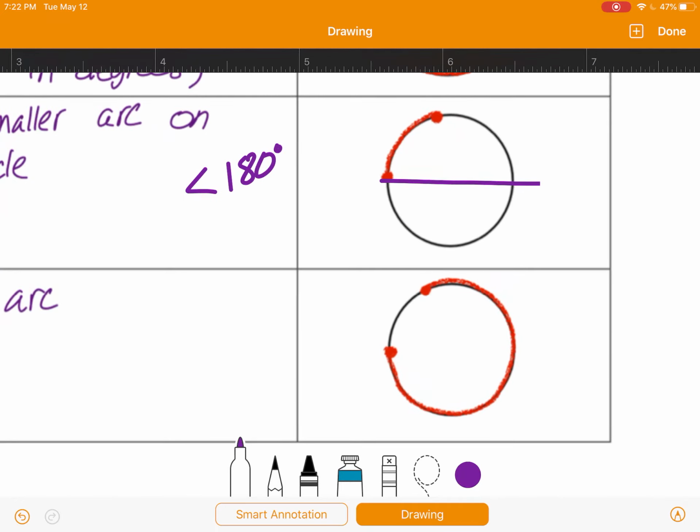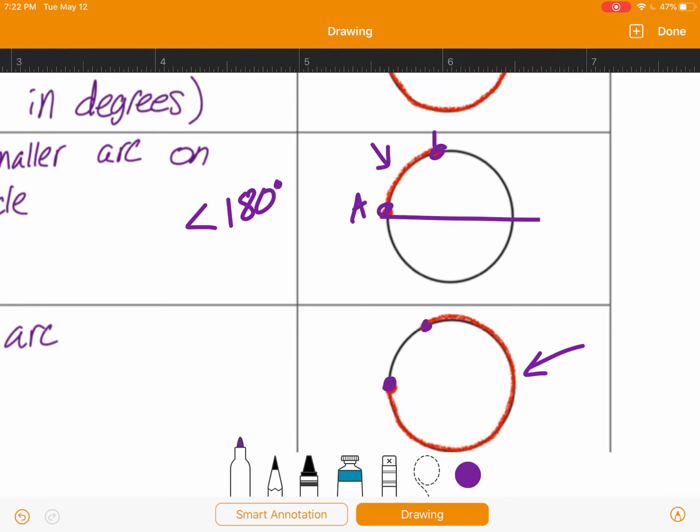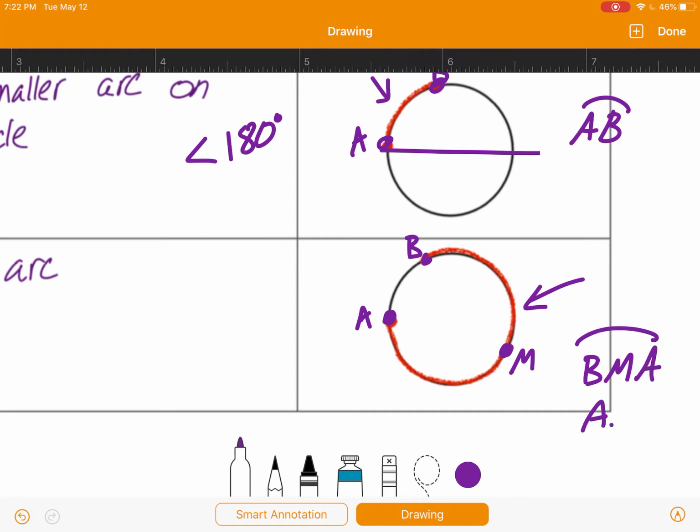So if you look at the two pictures I have here, these are the same two endpoints. The minor arc is the small section that connects the 2 points, and the major arc is the long way around. If you're going to call these something, say this was A and B, this would be AB. Now this one could also be called AB, but we don't really know if we're going the minor arc or major arc way. So most of the time you'll have something else in here, and then you could say it's BMA or AMB.